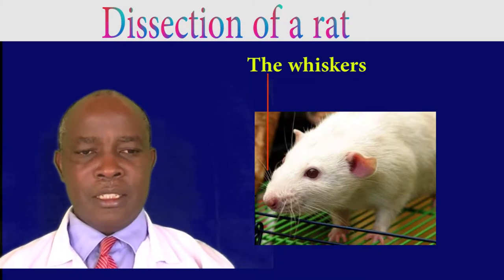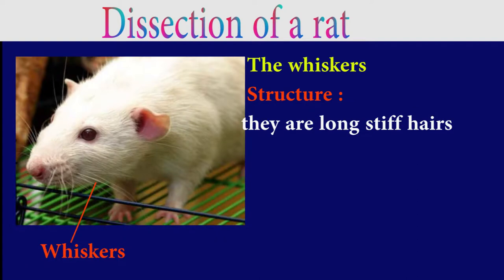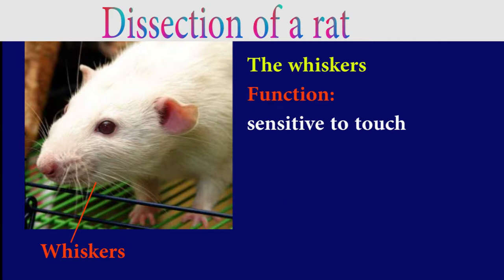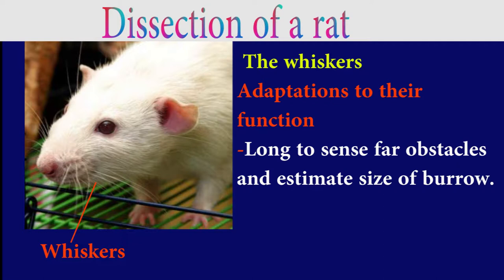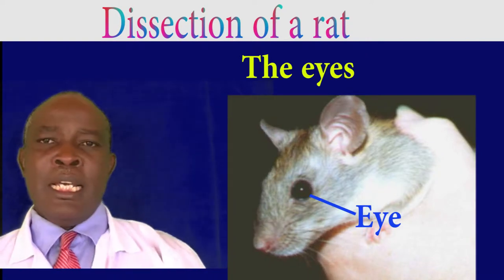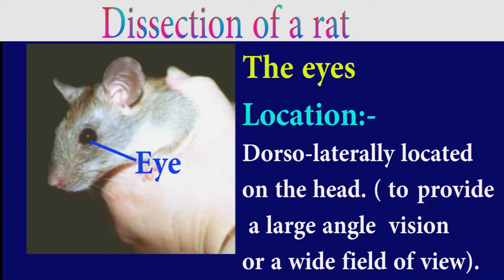The whiskers. Structure: they are long, stiff hairs. Location: on the lateral side of the head. Function: sensitivity. Adaptation of the whiskers to their function: they are long to sense distant obstacles. They are stiff to stop them from breaking. The eyes. Location: they are dorsolaterally located on the head at the junction between the dorsal and the lateral side. This provides a large angle of vision or a wide field of view.